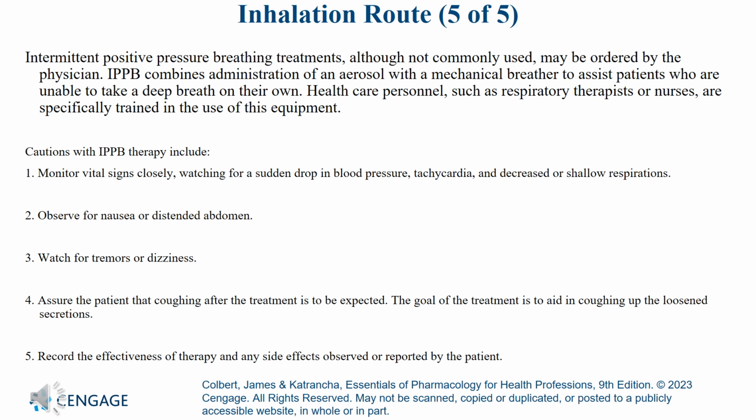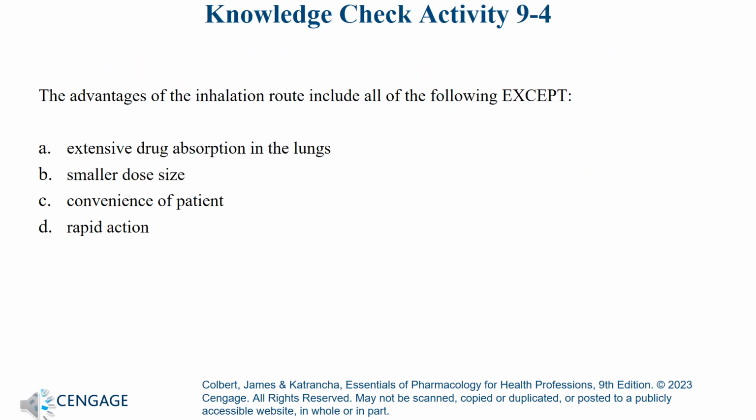Cautions with IPPB therapy include you have to monitor the vital signs closely, watching for a sudden drop in blood pressure, tachycardia, and decreased or shallow respirations. Observe for nausea or distended abdomen. Watch for tremors or dizziness. Assure the patient that coughing after the treatment is to be expected. The goal of the treatment is to aid in coughing up the loosened secretions, and then record the effectiveness of the therapy and any side effects reported by the patient.